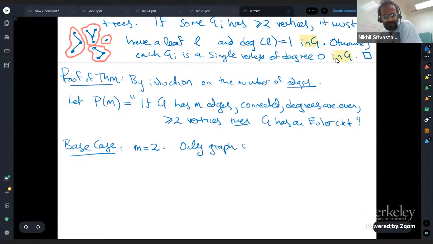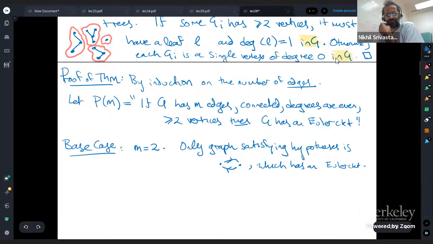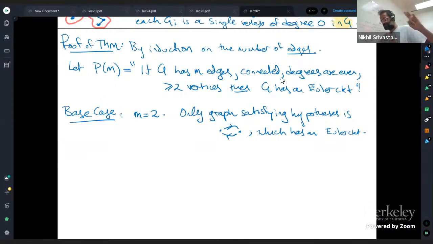The only graph satisfying the hypotheses is this graph, for which the conclusion is true. It has an Euler circuit, a clear Euler circuit. You just do this. So that required a little bit of thought. As with many inductive proofs, the key is to set this up right. Here we're using all of the conditions: at least 2 vertices, the degrees are even, it's connected, etc. So that's the base case. Any questions or comments on the base case?